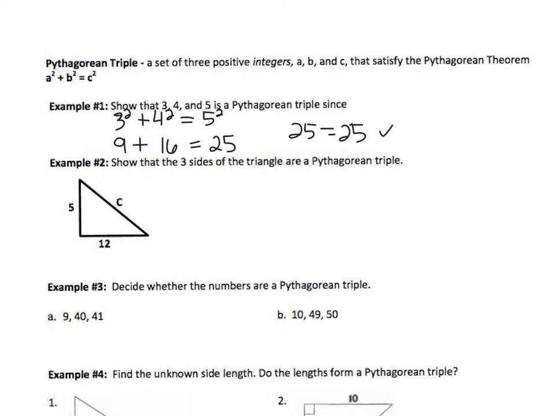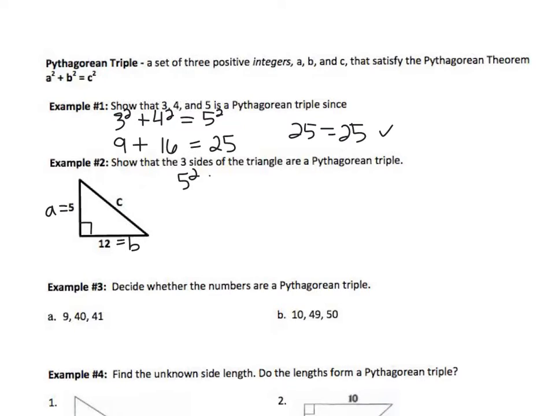In our next example, we want to show the 3 sides of the triangle are a Pythagorean triple. So we want to find that third side C. Even though it's not labeled, our right angle is between the sides of 5 and 12. It doesn't matter which side you label A and which side you label B, as long as they represent the legs of your right triangle.